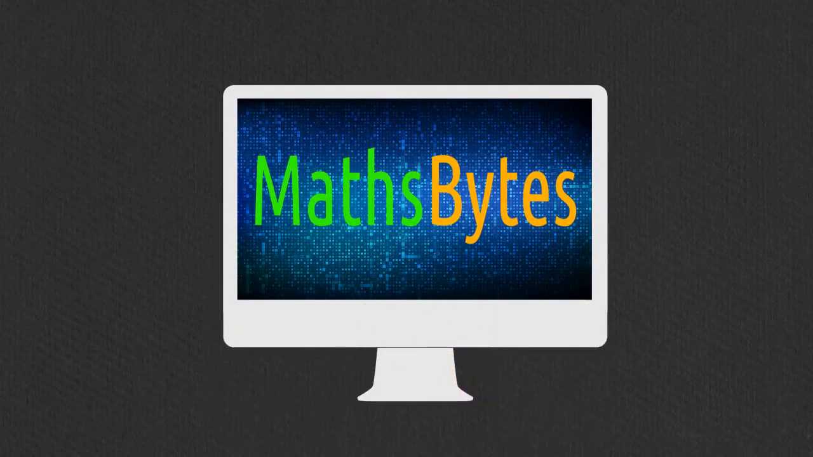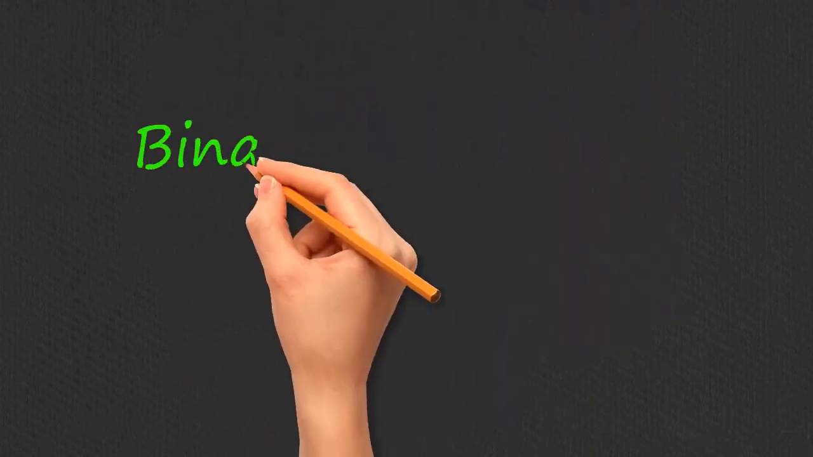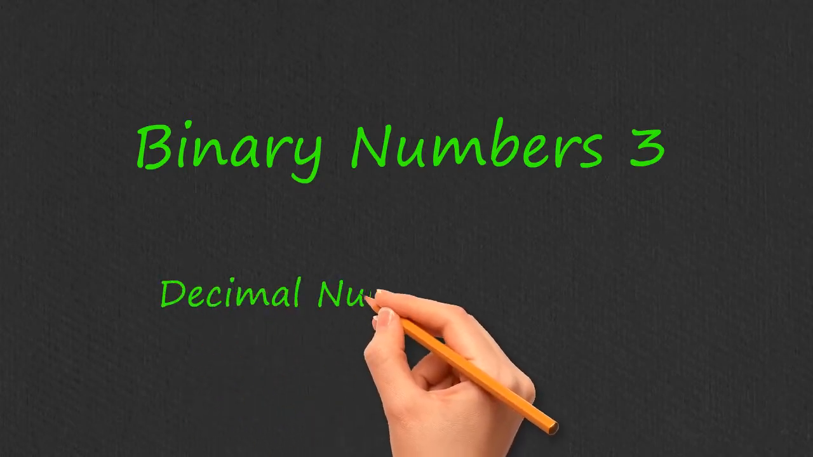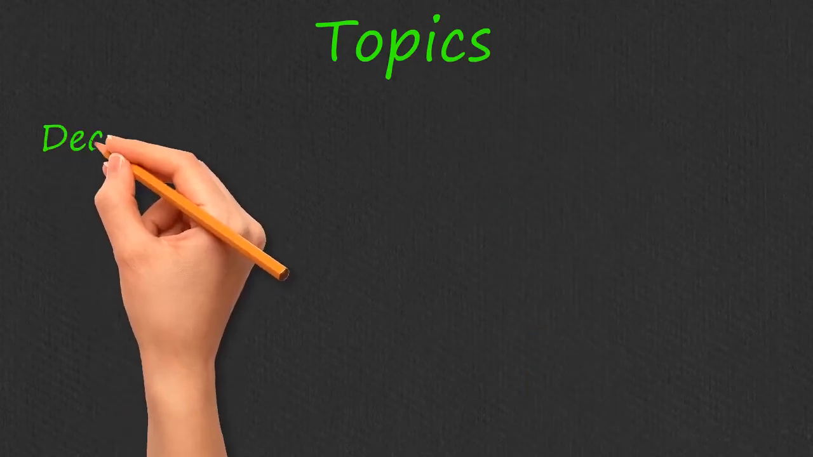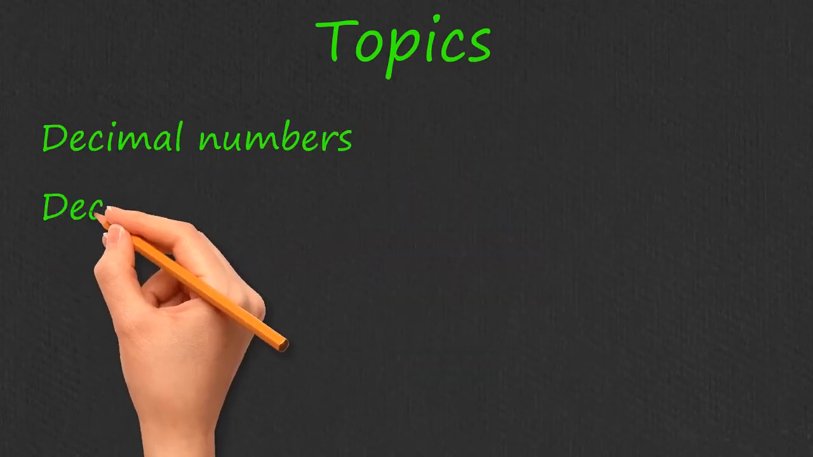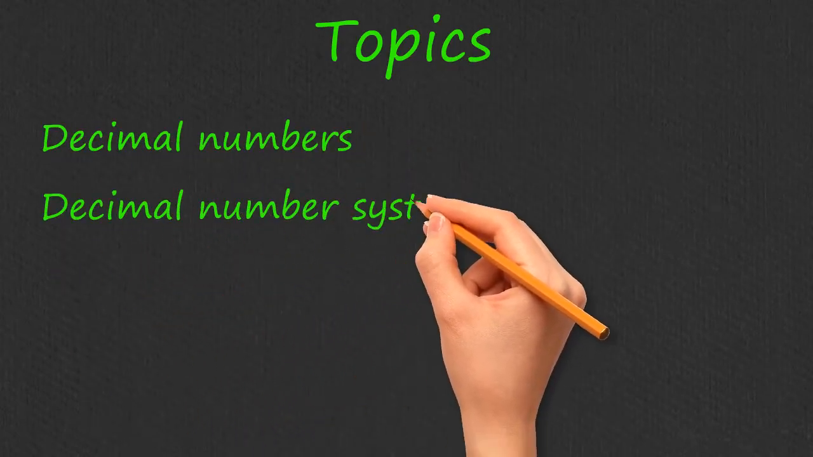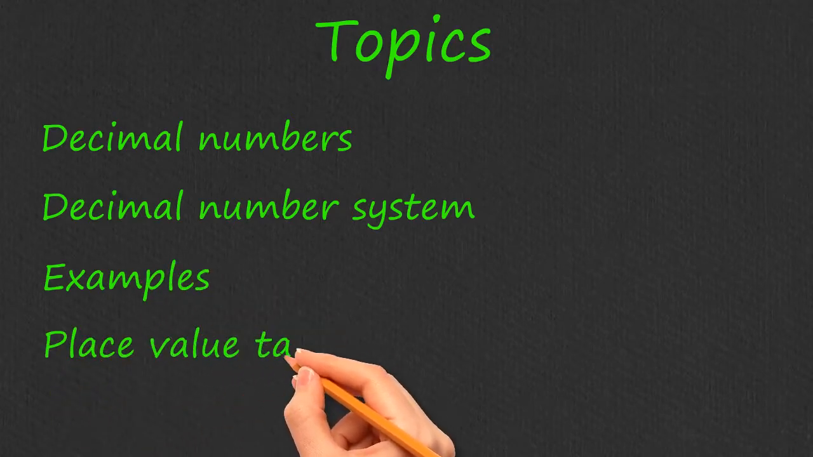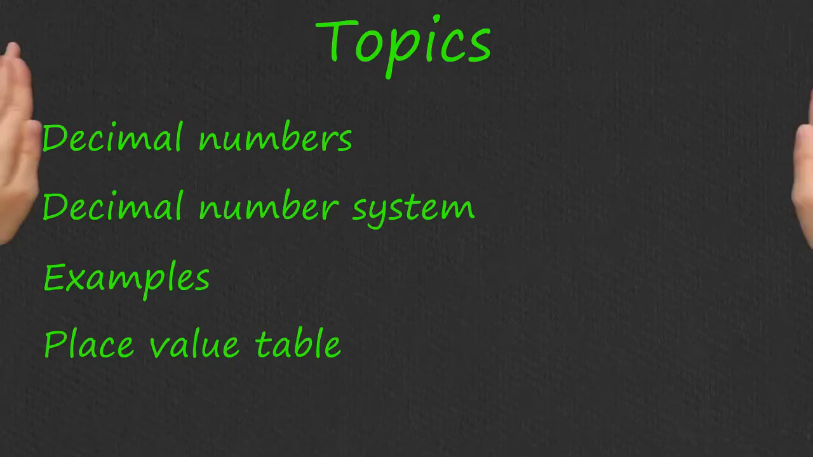Hello and welcome to the third video in the binary number series by MathsBytes. In this video, we will be introducing the decimal number system. We will discuss what decimal numbers are and the definition of the decimal number system, making sure we are all clear about all the different concepts involved in the definition. I will then show you examples from the decimal number system and show you a very useful table, the place value table, and how to use it.